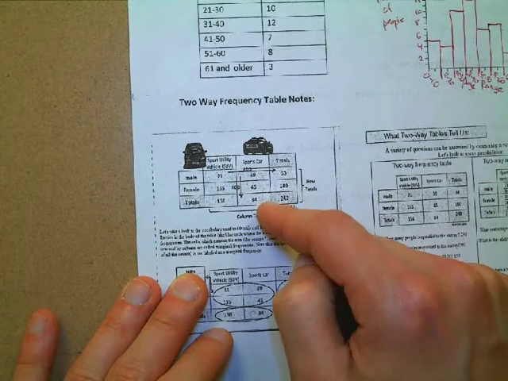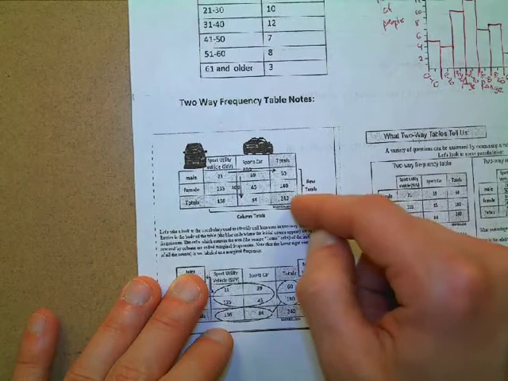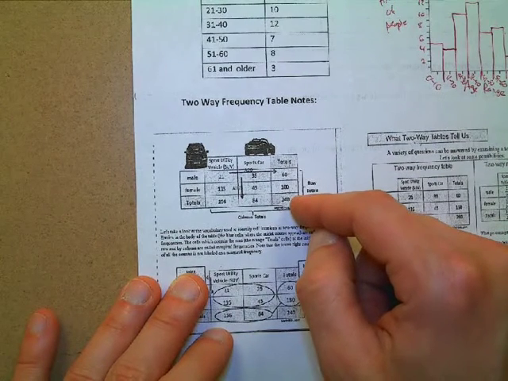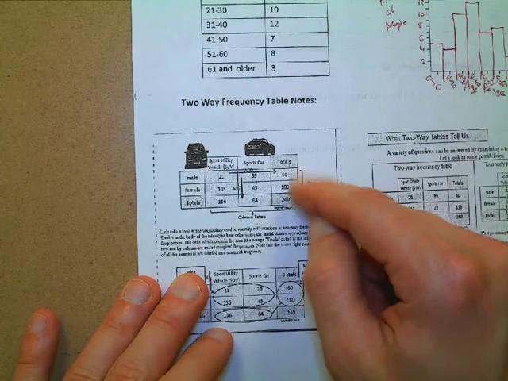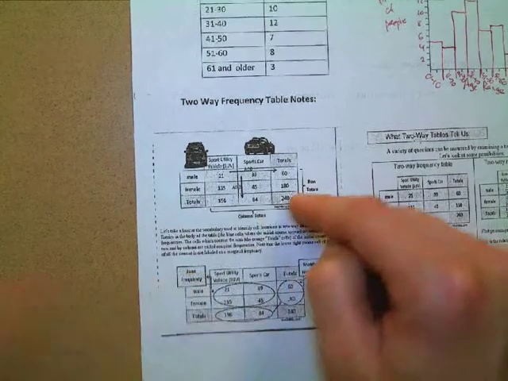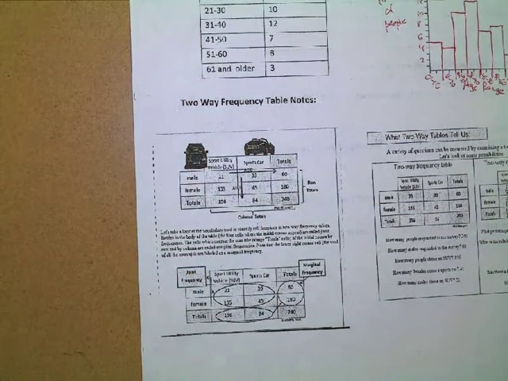And then you have the grand total right here in the bottom right corner that gives you the total males and females together, as well as the total sport utility vehicles and sports cars together for this particular survey.